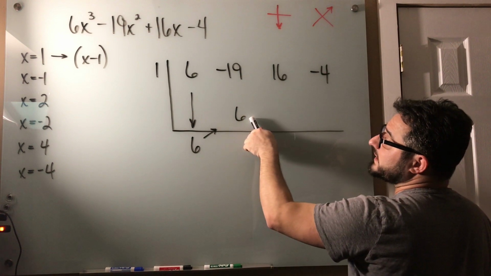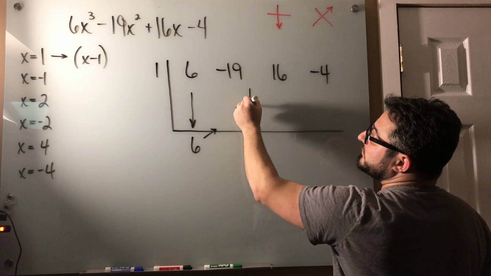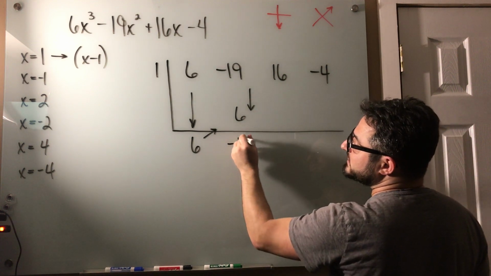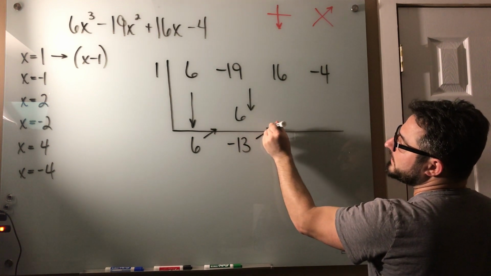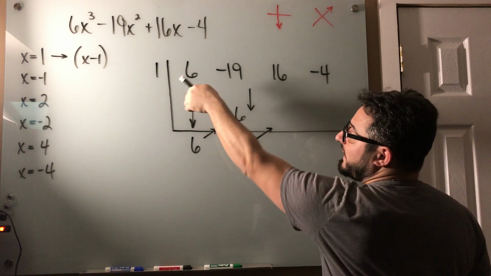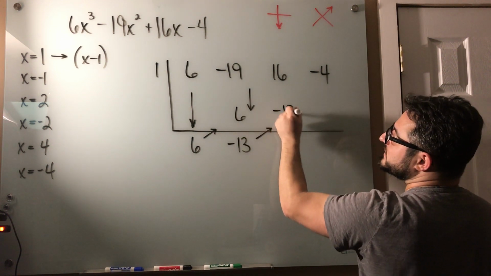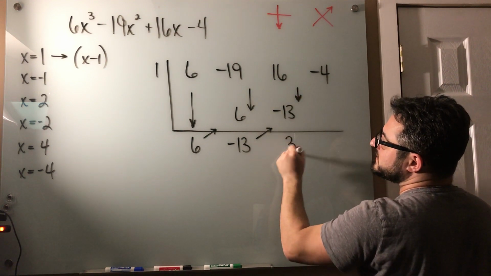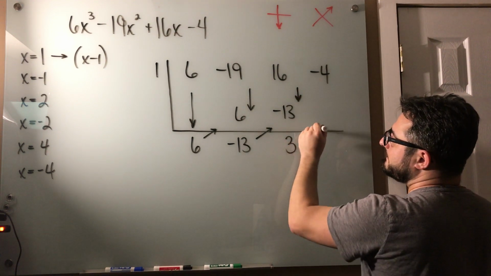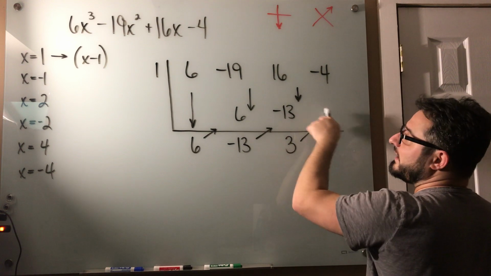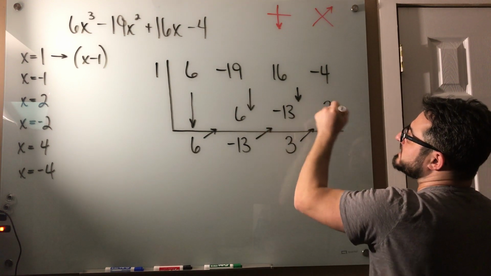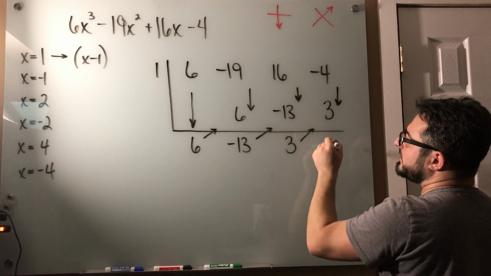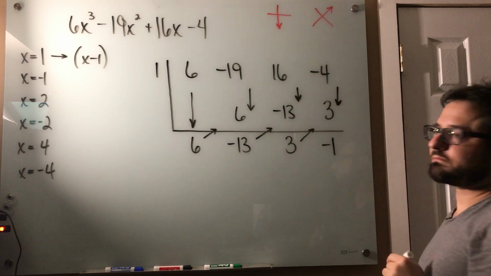So 6 times 1 is 6. Now we're going to go vertical. Negative 19 plus 6 is negative 13. Negative 13 times 1 is negative 13. 16 plus negative 13 is positive 3. And positive 3 times 1 is positive 3. And lastly, negative 4 plus 3 is negative 1.